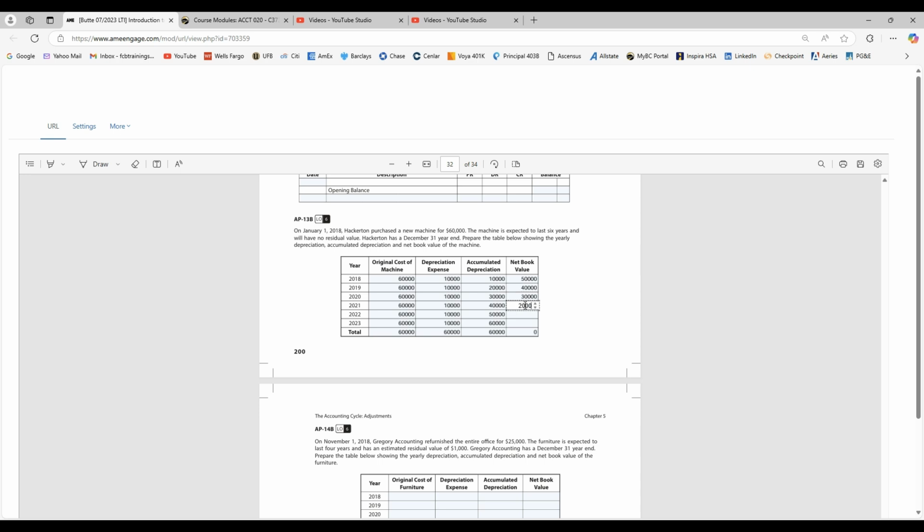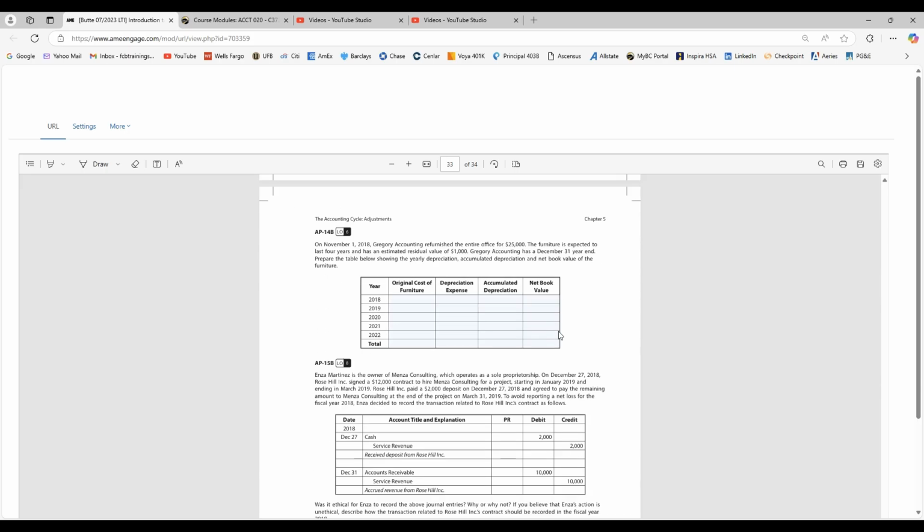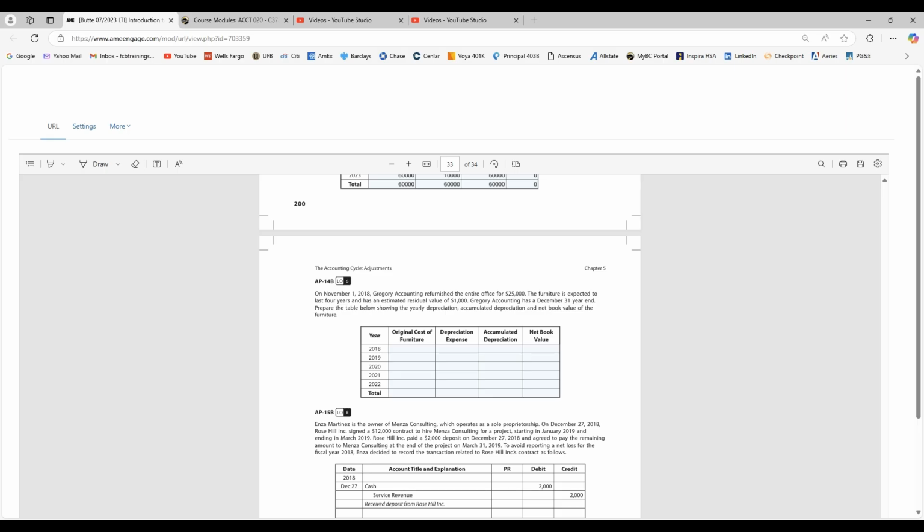So that net book value just drops as the life of the machinery runs out. Okay, that was quick. I think I'm going to end this video, but I'll also take a look at AP 14B with you guys too. There are a few little wrinkles in this one that are worth mentioning to help you, so let's go ahead and do that since these are pretty fast problems.